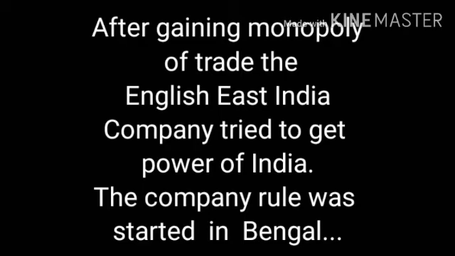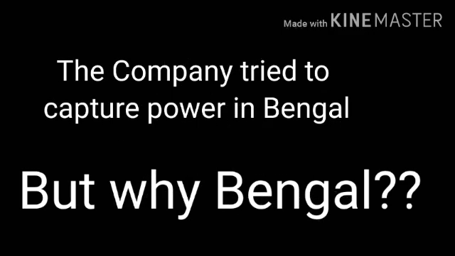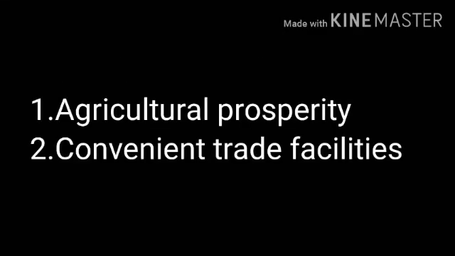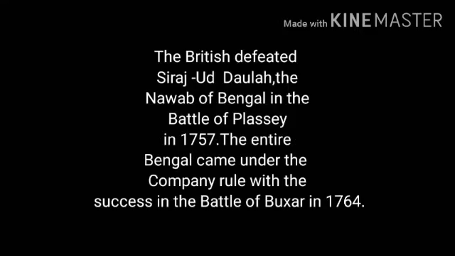Thus, the monopoly of trade came into the hands of the English East India Company, and after gaining monopoly of trade, the English East India Company tried to get the power of India. The company rule was started in Bengal. That is, the East India Company tried to capture power in Bengal. But why did they choose Bengal? Yes, because Bengal provided agricultural prosperity and convenient trade facilities. These features of Bengal prompted the East India Company to capture power in Bengal.